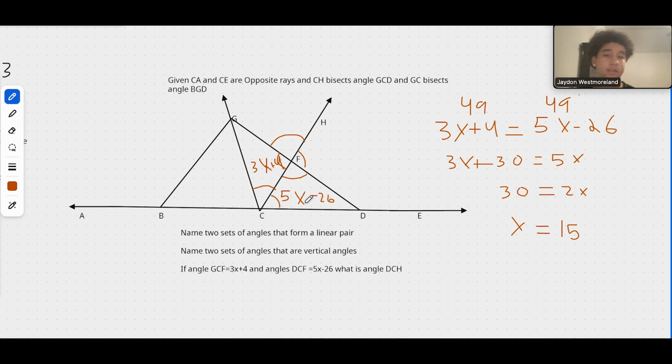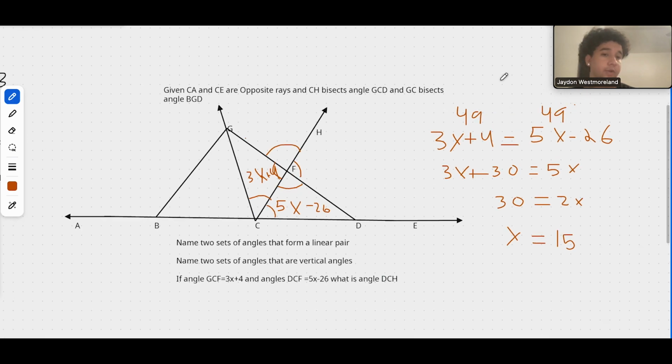And then let's have a little extra question. GCD then, for example, would just be 49 plus 49, which would end up equaling 98 degrees.